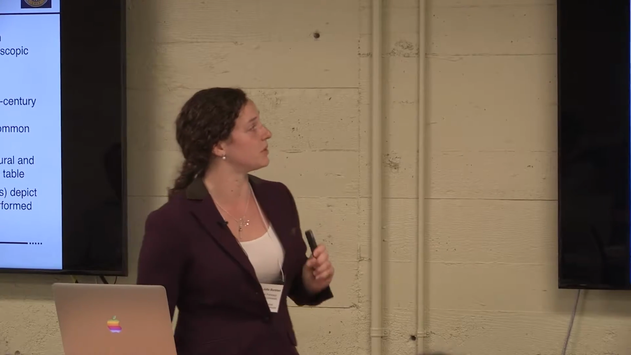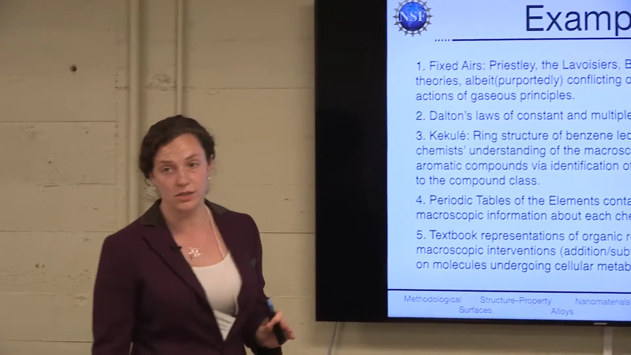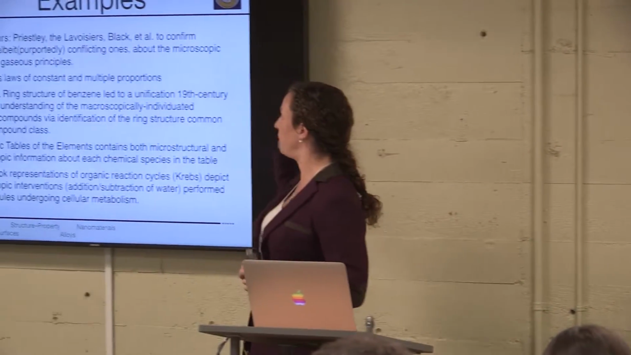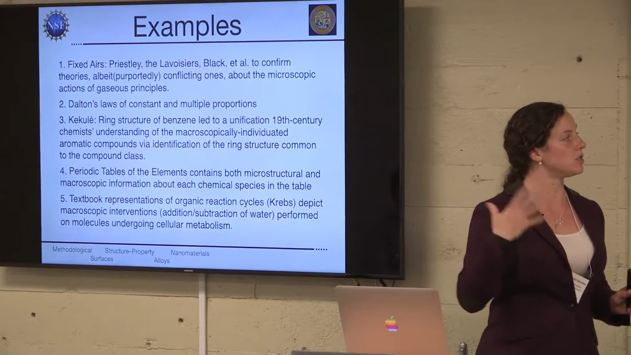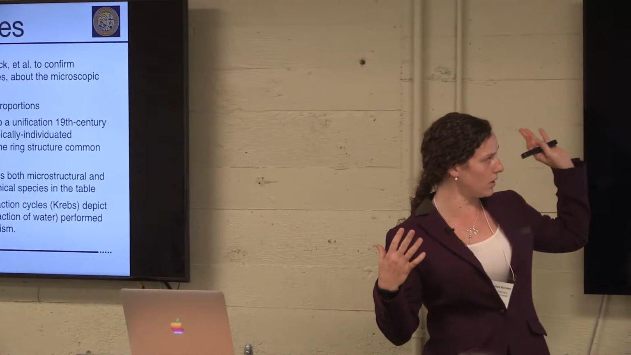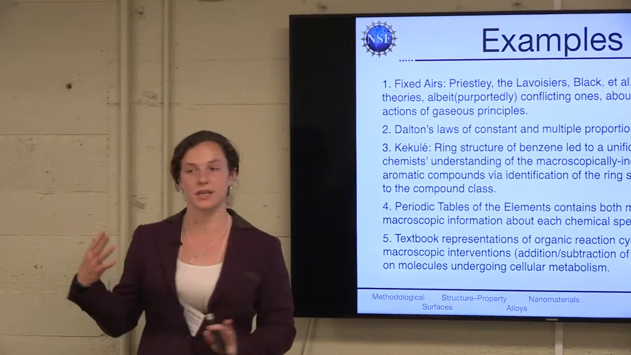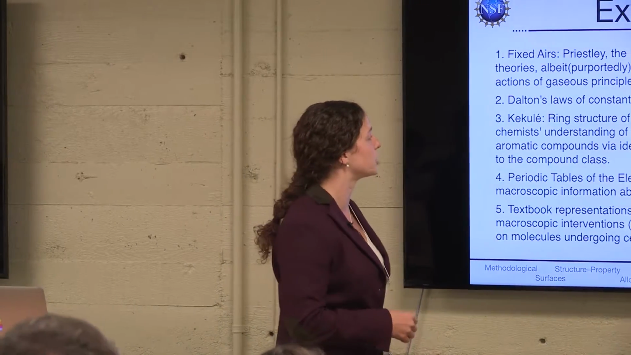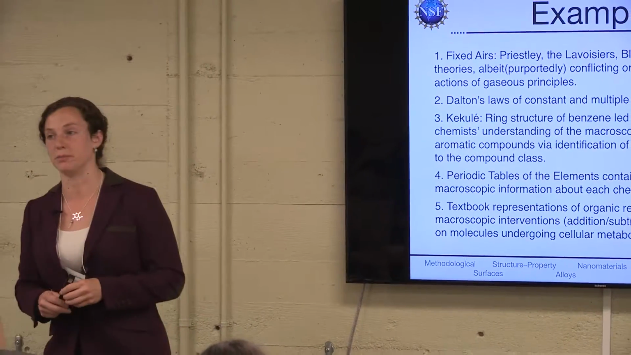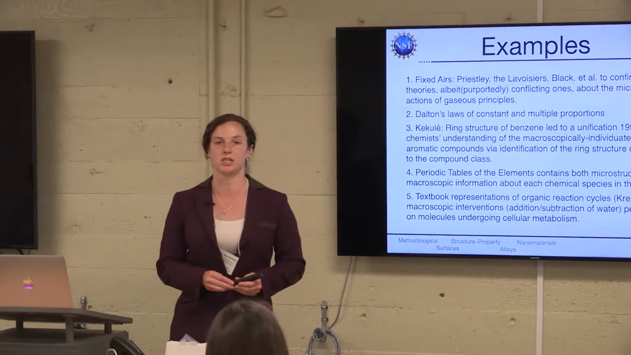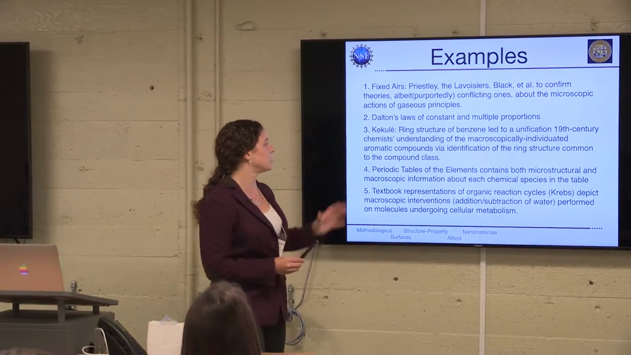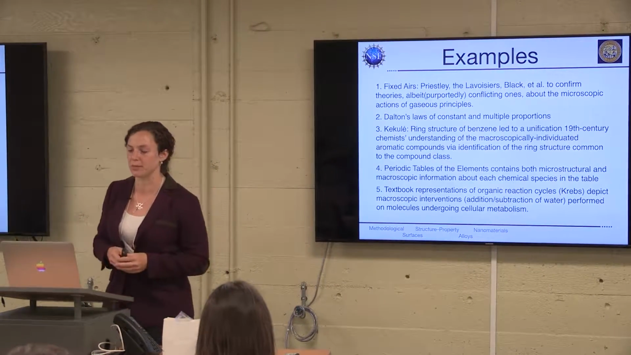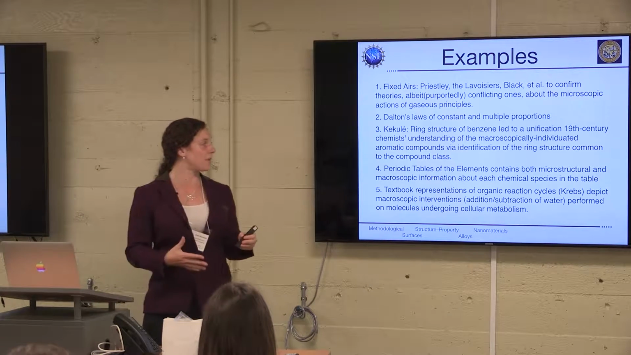So let's look at examples from the history of chemistry. The discovery of fixed airs, the idea that you can isolate the structural identity of a gas, gives rise to explanations. Well, they use it to confirm theories. They happen to be conflicting theories, but they use this to confirm theories about the actions of gaseous principles. Dalton's law of constant and multiple proportions picks out structural features of relationships among chemicals. Kekulé's ring structure of benzene led to a unification of 19th century chemists' understanding of aromatic compounds.